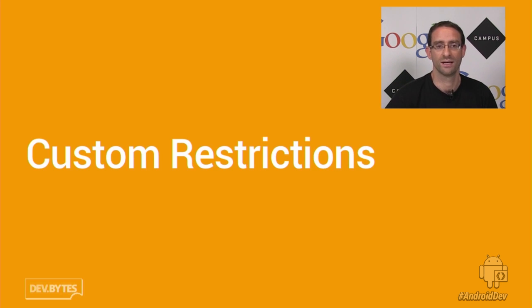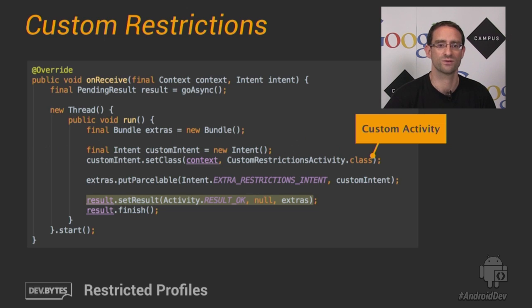So when the get restriction entries broadcast is broadcast out to your app, instead of returning an array list of restriction entries, you can return an intent to launch your custom activity. This is similar to the way it works for battery usage, data usage, things like this, where you can launch an intent into your application to show your own screen.